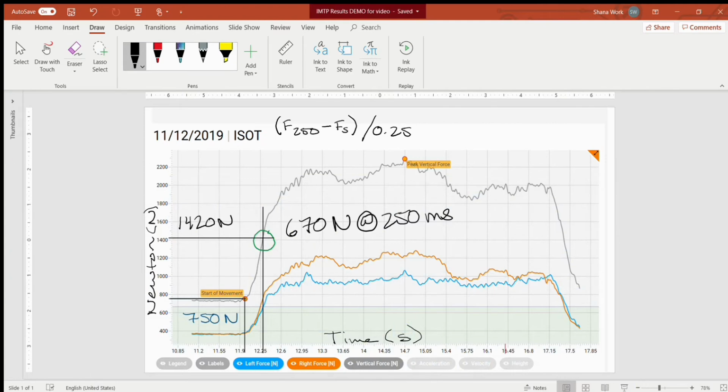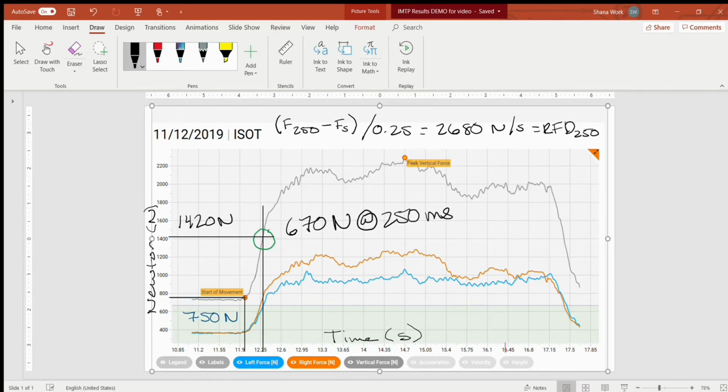As we know, that was 670 newtons, and now we're going to divide that by 0.25, which gives us 2,680 newtons per second, which equals RFD at 250 milliseconds.